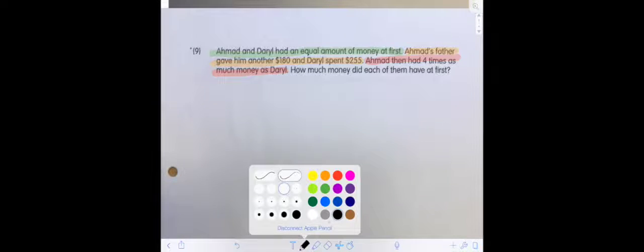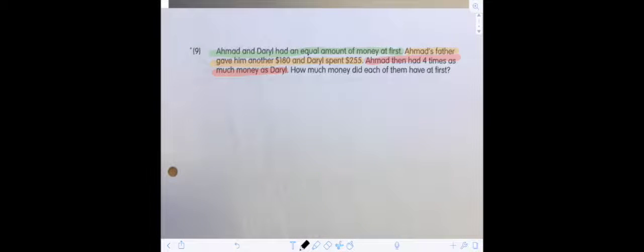So you always want to highlight to make it simpler. First, you know that these 2 boys had the same amount of money at first. Second, Ahmad's father gave him $180 and Daryl spent $255. So this is telling you how much to cut and how much to add on the models. Alright, last but not least, Ahmad then had 4 times as much money as Daryl. How much money did each of them have at first?